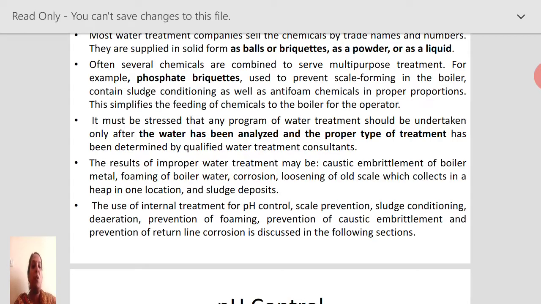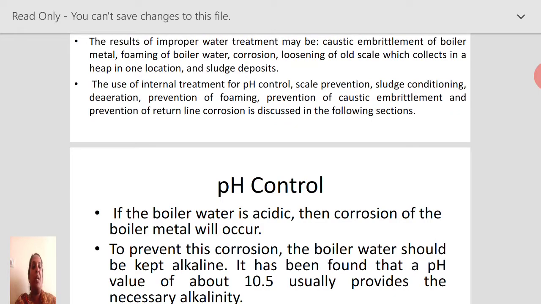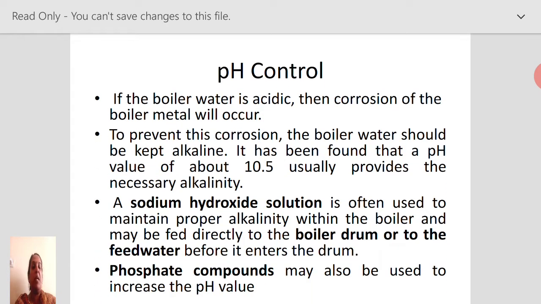Otherwise, improper water treatment will result in caustic embrittlement of boiler metal, foaming of boiler water, corrosion, loosening of old scale, which will collect as a heap in one location inside the boiler, as well as sludge deposits. Let's see in detail what internal treatment methodologies we normally apply for these various problems.